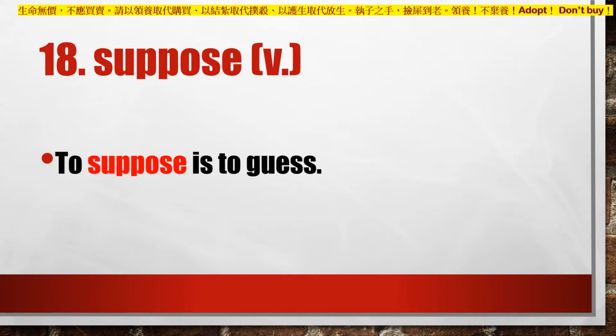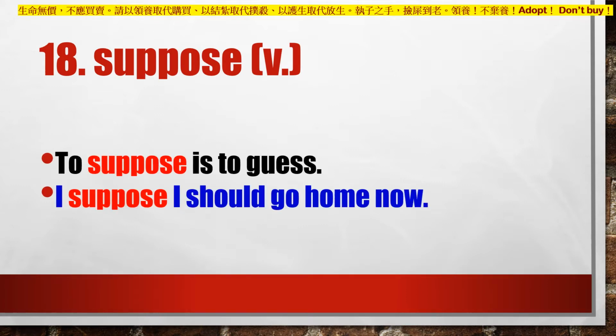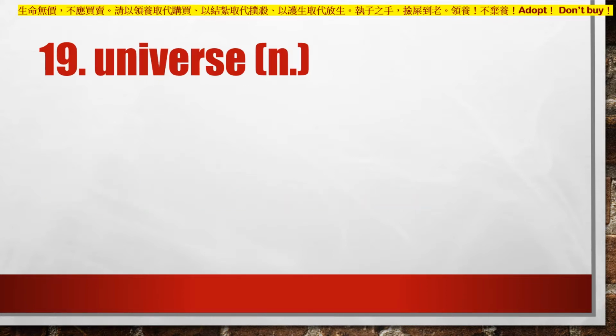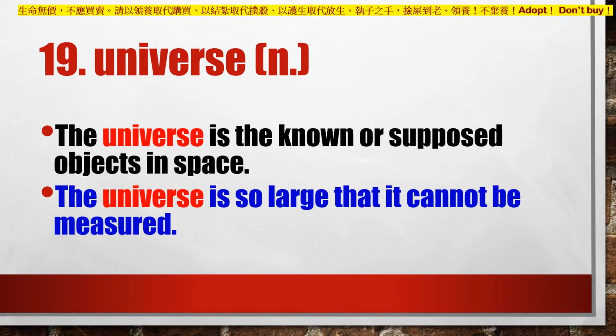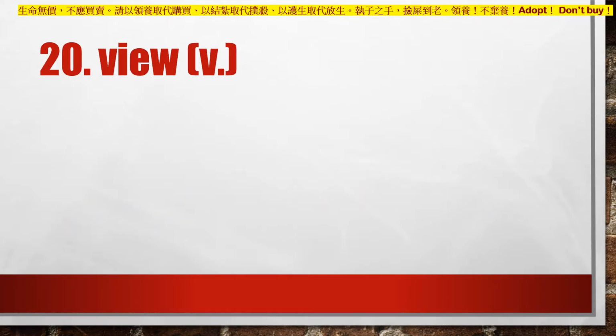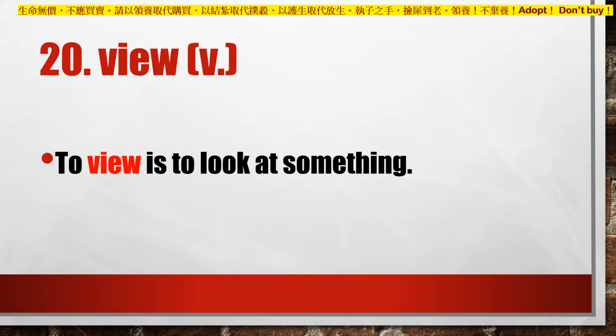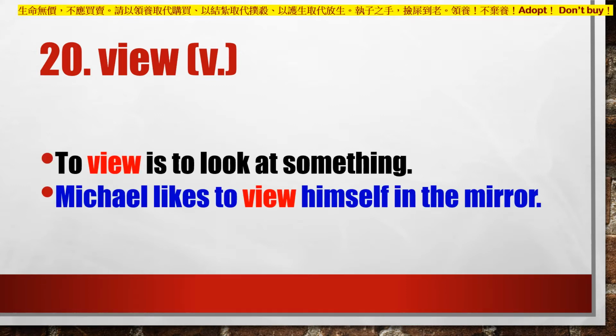Suppose. To suppose is to guess. I suppose I should go home now. Universe. The universe is the known or supposed objects in space. The universe is so large that it cannot be measured. View. To view is to look at something. Michael likes to view himself in the mirror.